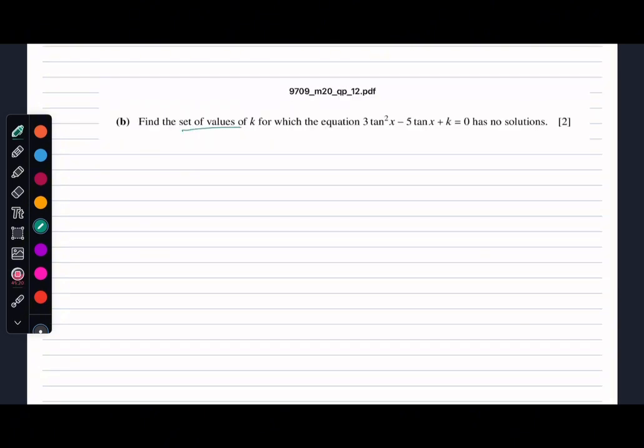They are asking for the set of values of k for which the equation 3 tan squared x minus 5 tan x plus k equals 0 has no solutions. We can see that this is a quadratic equation, and they are saying that there should be no solution. That means we have to relate it to the first chapter of our P1 math, which was quadratics.